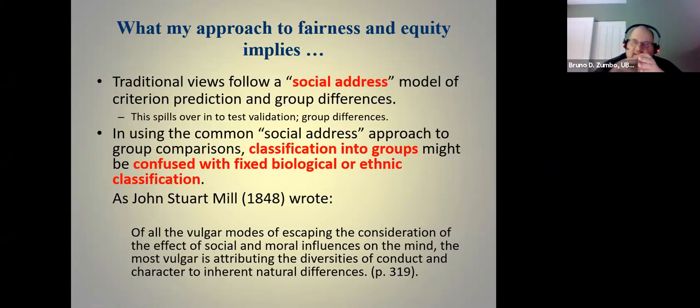So what does my approach to fairness and equity imply? Well, as has been noted by others in the bias literature, the traditional views follow a social address model of criterion prediction and group difference. This spills over into test validation for looking at group differences. And using the common social address approach to group comparison, classification into groups might be confused with fixed biological or ethnic classification. As I've been reminded in reading some of the bias literature on fairness and testing, I love the quotation of the philosopher John Stuart Mill, who in 1848 wrote, "Of all the vulgar modes of escaping the consideration of the effect of social moral influences on the mind, the most vulgar is attributing the diversities of conduct and character to inherent natural attributes."